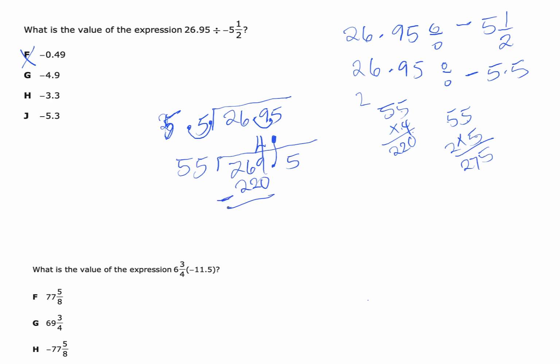And you go to subtract. But I'm going to go to my answer choices. Do I see a 4 point? Yes, I do. And it's G. If you want to continue, you can.